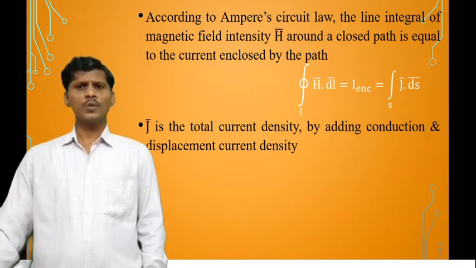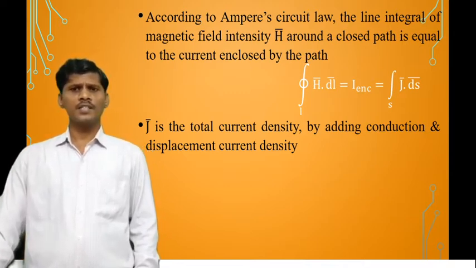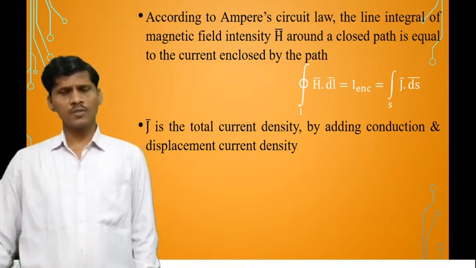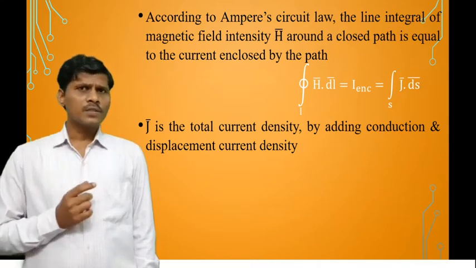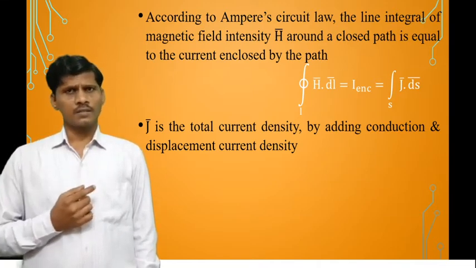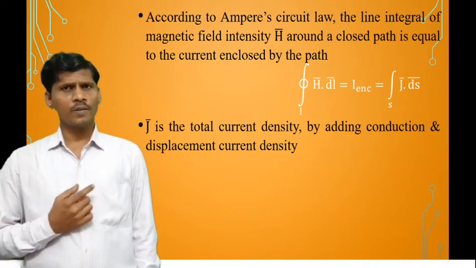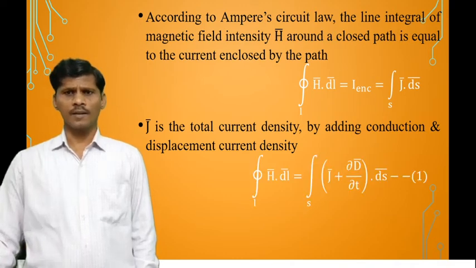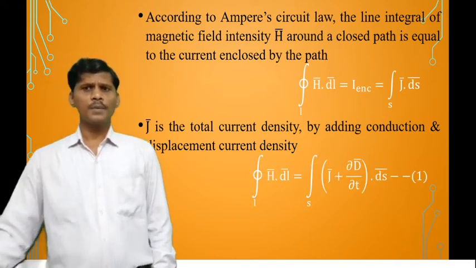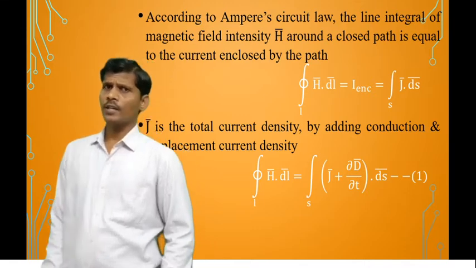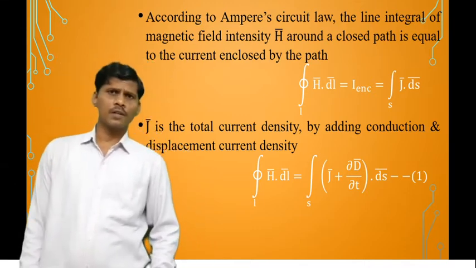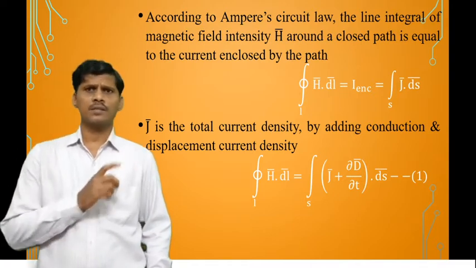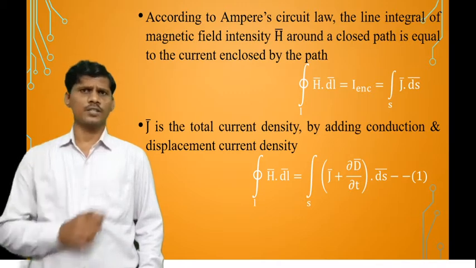So J bar is the total current density, obtained by adding the conduction current density and the displacement current density. So this is Ampere circuital law for time invariant fields. Next, how do we derive the time varying fields Ampere circuital law? The derivation was already explained in previous sessions.